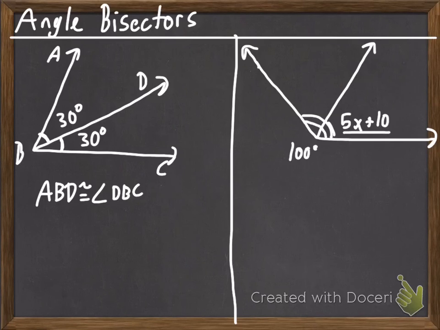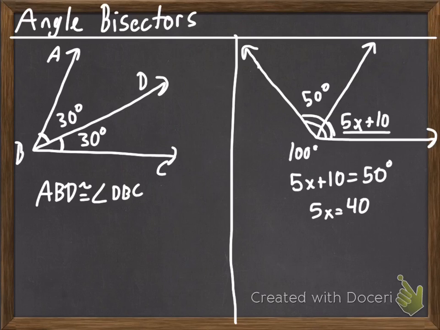In order to figure out x, we need to figure out how much is half that angle. If the whole thing's 100 and it's being bisected, it's cut in half, so we know that half of it is 50. So this half is 50 degrees, which gives us 5x plus 10 equals 50 degrees. Since those two angles are congruent, they're also equal. And then it simply becomes an algebra problem. And we get that x equals 8.